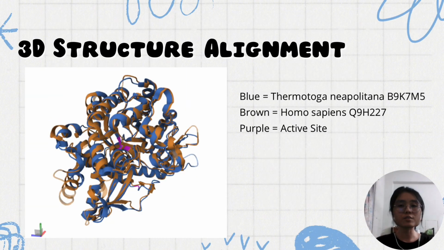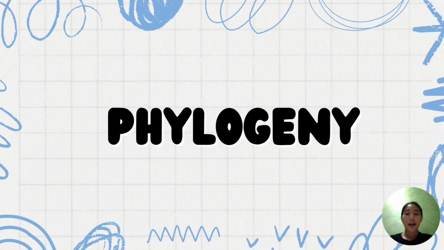This is the 3D structure alignment result of the two enzymes. Blue is the structure of Thermotoga neapolitana B9K7M5. Brown is the Homo sapiens Q9H227, while purple is the active site. This 3D structure alignment shows that the active sites of both enzymes are located at a similar location. Now let's discuss the phylogeny.